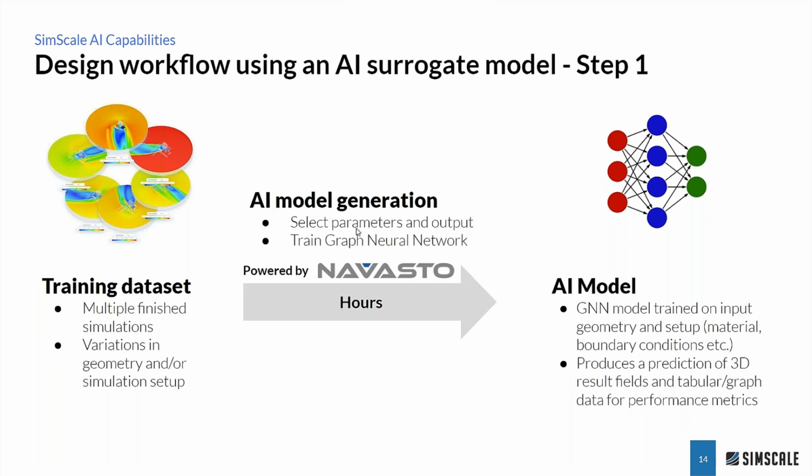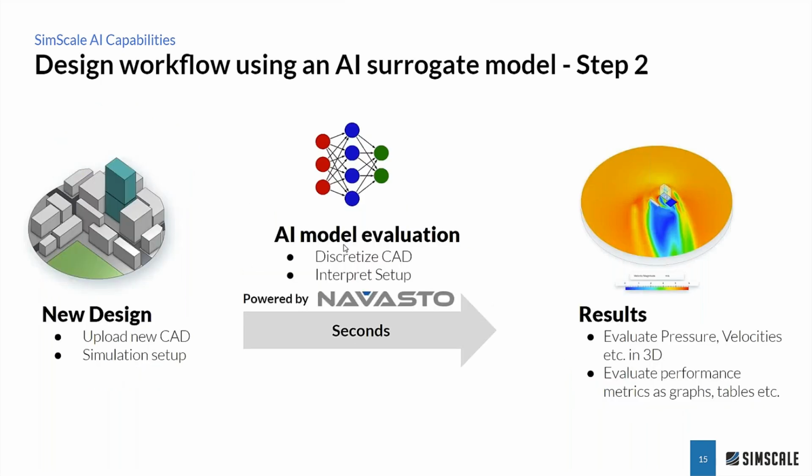And once you have trained this model, which in itself takes a couple of hours, then you're in the phase where you can evaluate very, very quickly a lot of different design options, right? Hundreds, thousands of designs are now feasible to be evaluated in minutes and seconds. Each new design that you upload, you can evaluate with the AI model. It takes just seconds, and it gives you the actual results that you need, like pressures, temperatures, and so forth.